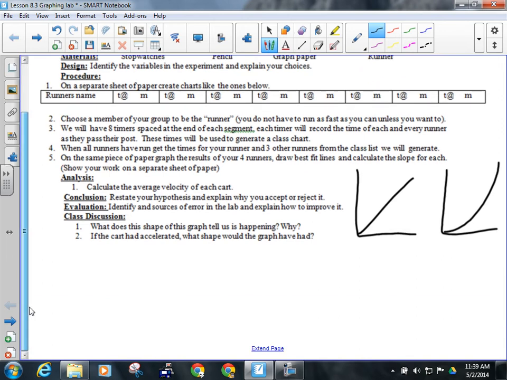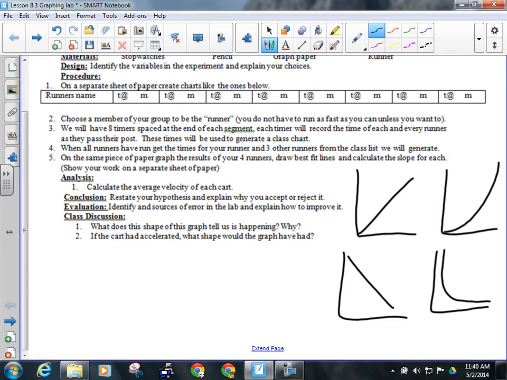We could also have an inverse relationship. That means that as one thing goes up, the other goes down. And the last thing is you could have an inversely exponential relationship, and it essentially looks like that. Which one of those do you suppose is the relationship between time and position for an object traveling at a constant speed? Going to be a linear relationship most likely.